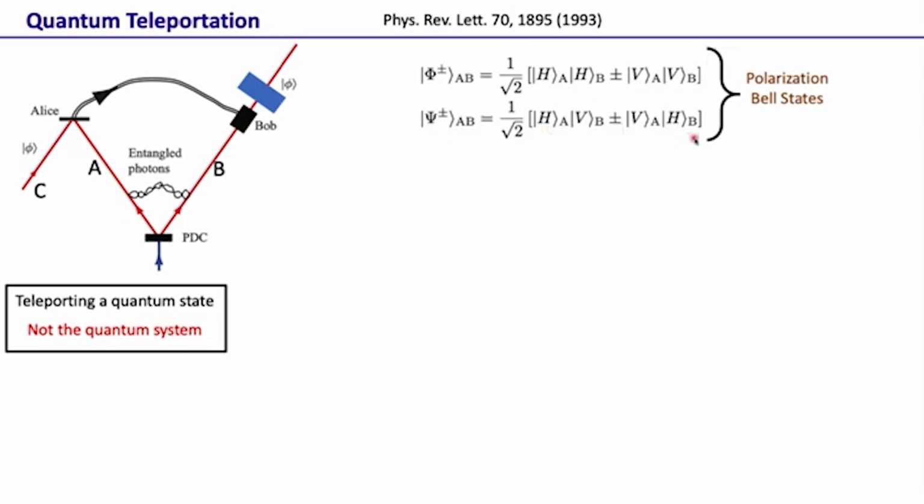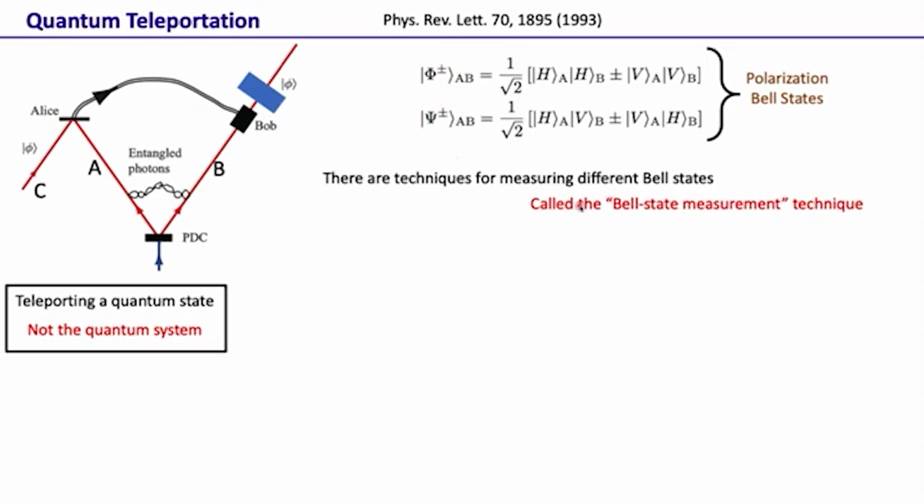So these are the four polarization Bell states, and there are techniques for measuring different Bell states. For example, we have a particle B, and there are techniques by which one can find out whether these two particles are in state phi plus, phi minus, or psi plus, psi minus, and so on. This technique is referred to as the Bell state measurement technique. In fact, we are going to use this Bell state measurement technique as part of the teleportation scheme. So essentially in the Bell state measurement, given any two particles, one can find out which Bell state the two particles are in.